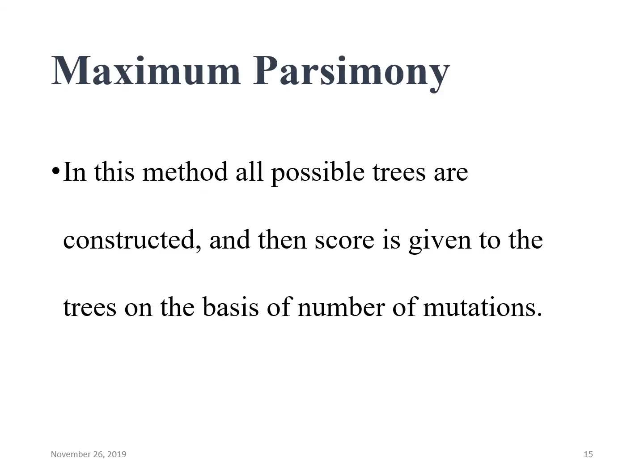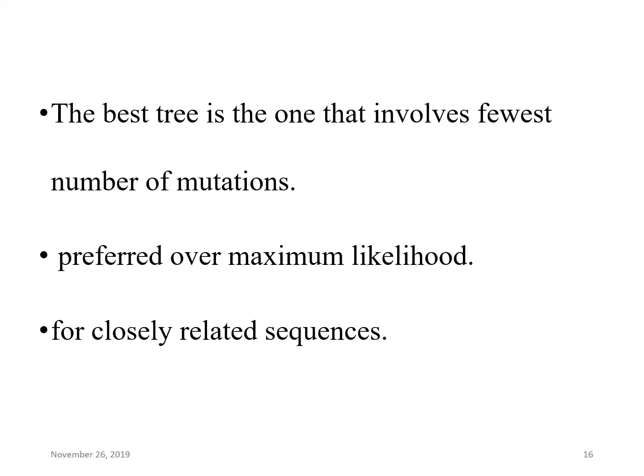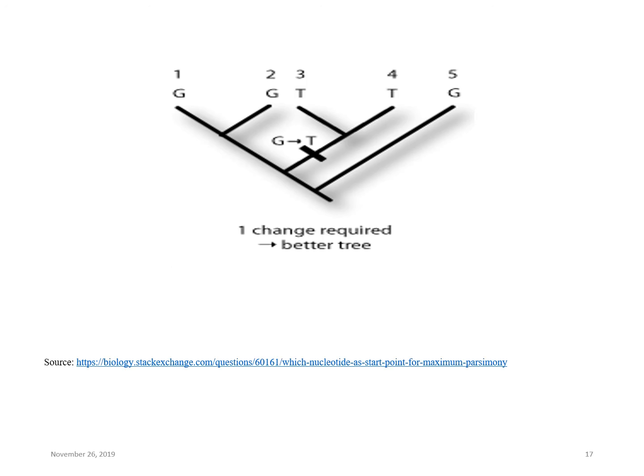Coming towards our first method, maximum parsimony. In this method, all possible trees are constructed and then all these trees are given a score on the basis of the number of mutations. The best tree is the one that has the fewest number of mutations. It means the best tree is the one in which the sequence between species is conserved. This method is preferred over maximum likelihood, but it is only used for closely related sequences. This is a tree made from the maximum parsimony method.